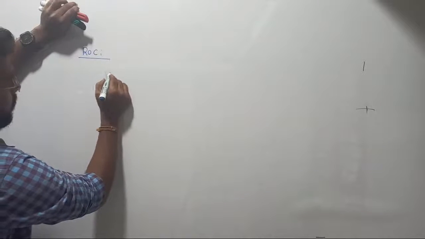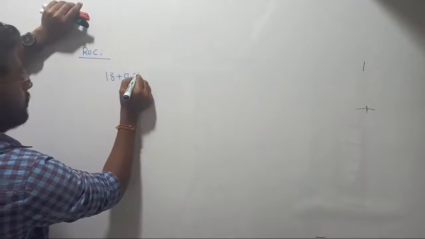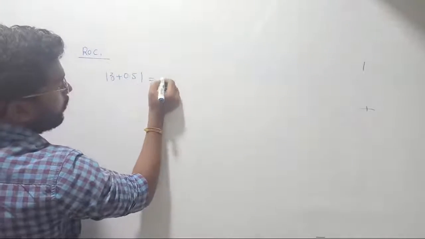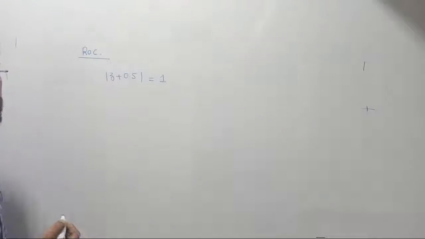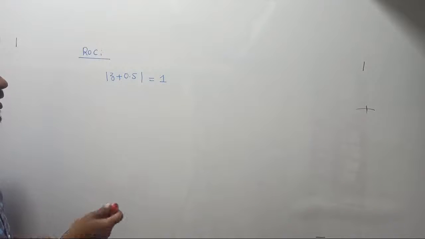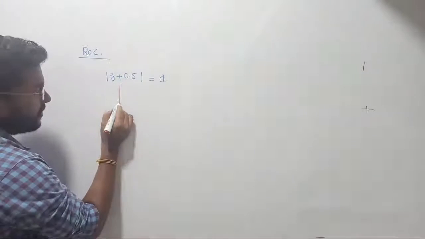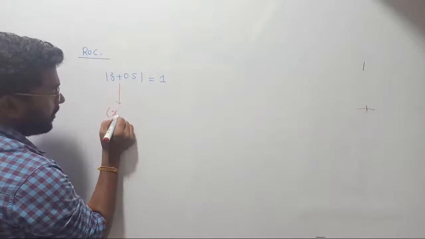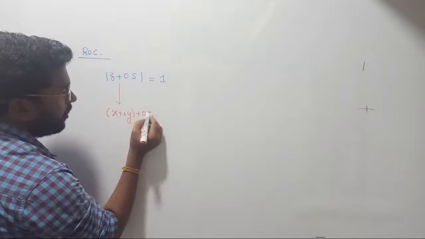Now let us consider mod z plus 0.5, shall we take that? Exactly, right? They have given a value like this, defined it, and it should be equal to, let's take 1. They have given it like this. Now what will you do? How to draw this circle? Once again, I know this is a circle equation only. It can be considered like this: z can be replaced by x plus iy. Exactly, z can be replaced by x plus iy, plus 0.5, right?